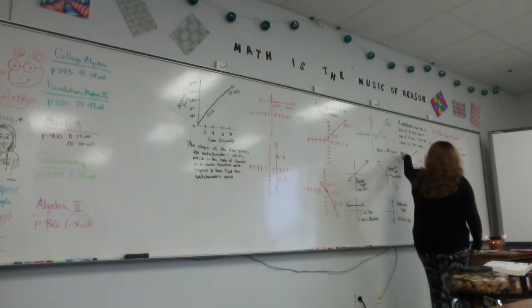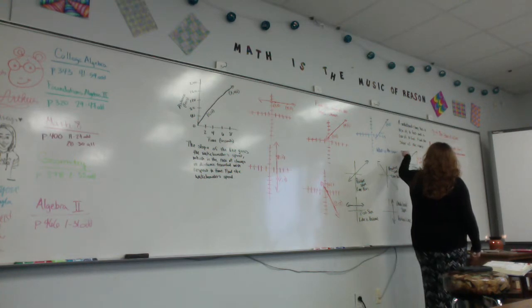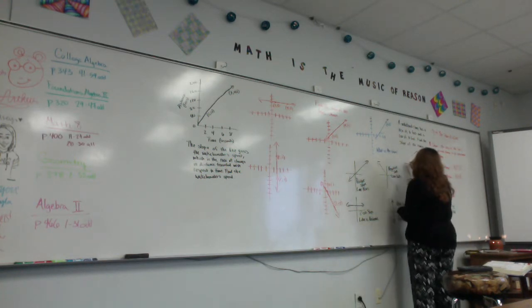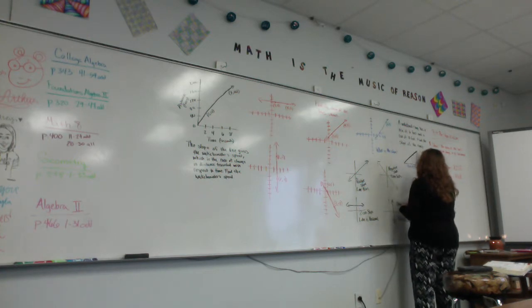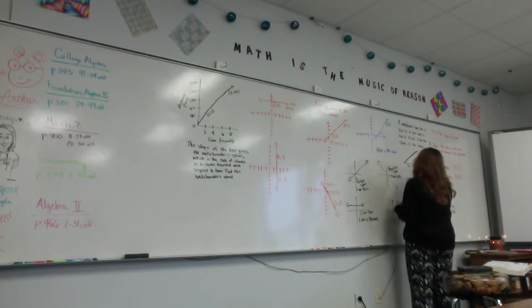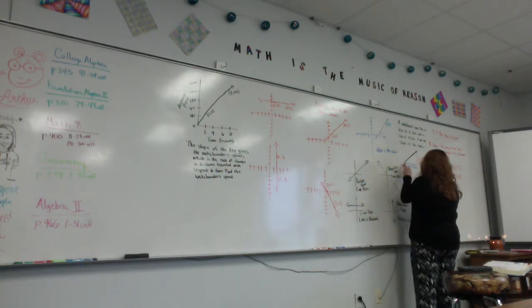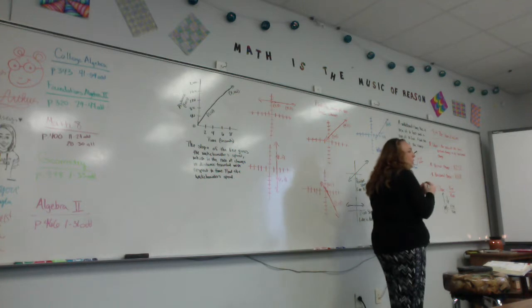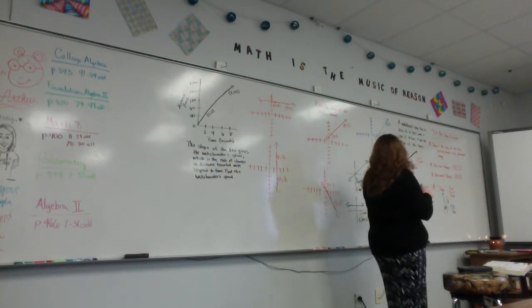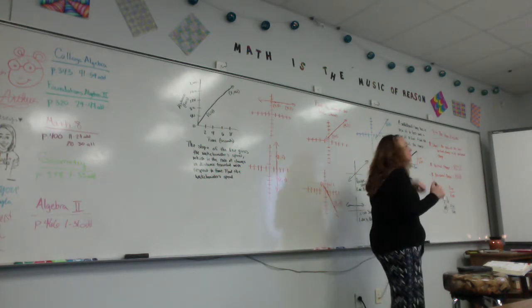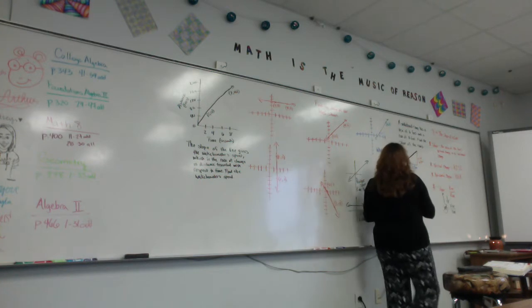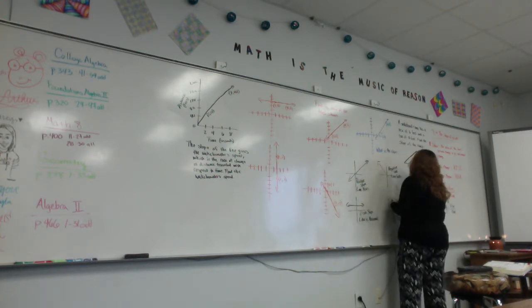A wakeboard ramp has a rise of 6 feet and a run of 10 feet. Find the slope of the ramp. So here's this ramp, and when I go up this ramp, it rises 6 total feet and it runs 10 total feet. So it starts here and it ends 10 feet long, 6 feet high. What's my slope? How do I set that up? M equals 6 over 10.